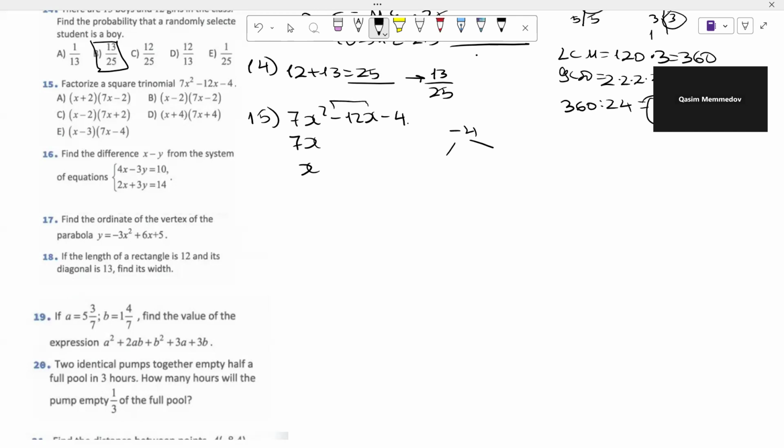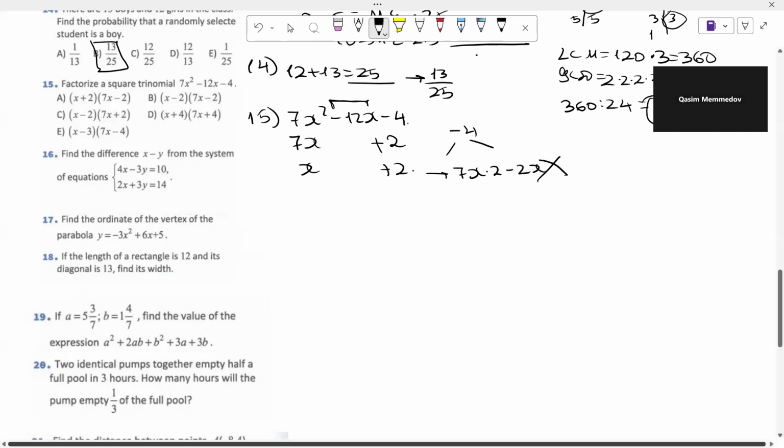For example, let me check one of them, 2 and negative 2. Is it the correct answer? Let's change it firstly. I write, for example, like that, negative 2 and 2. It is like that: 7x multiplied by 2 minus 2x. It must equal the middle term of this quadratic equation. That's why this is incorrect.